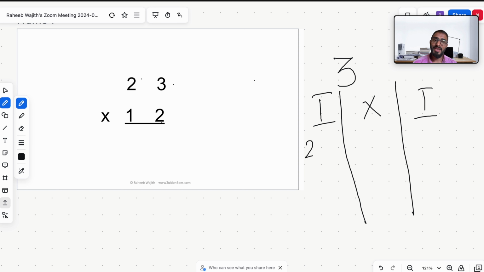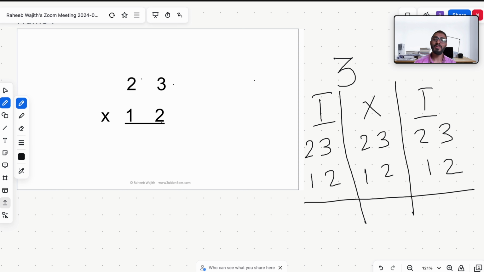Let me write these numbers here for better understanding. 23 by 12. I would also request everyone to make a copy of it so that you don't forget. Okay, so the first step is I. So in this I, we take two numbers here, 3 and 2, and we multiply. Once we multiply 3 into 2, we get 6.